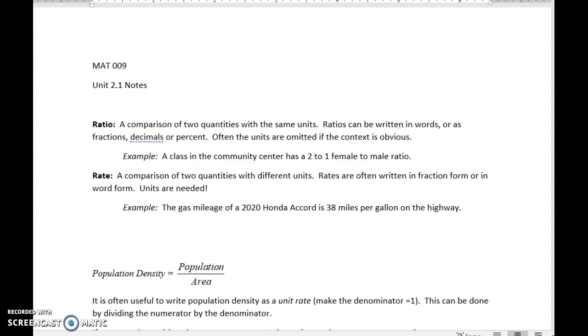So that 38 miles per gallon that you see here, this is a rate because we're comparing the number of miles to the number of gallons. Those two things are kind of equivalent in a way. So having 1 gallon of gas is equivalent to being able to drive 38 miles for that vehicle.